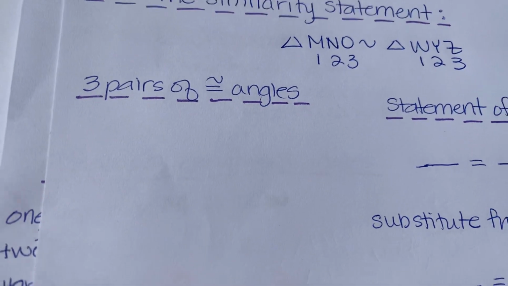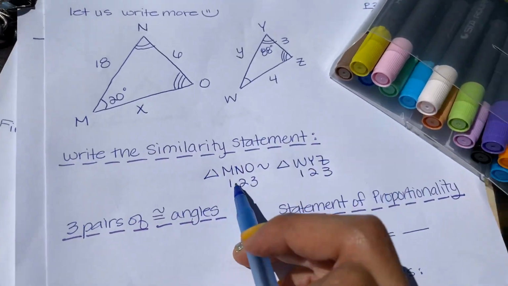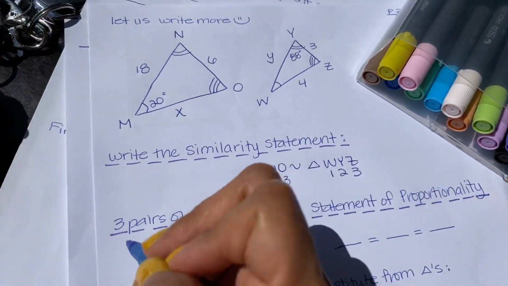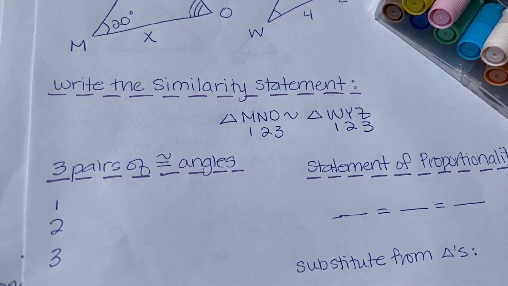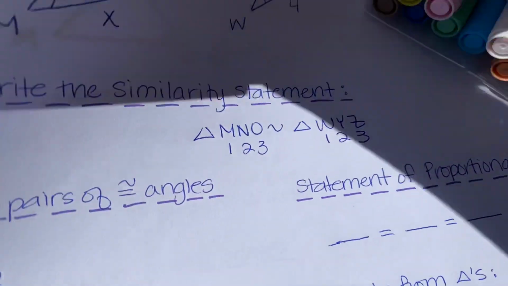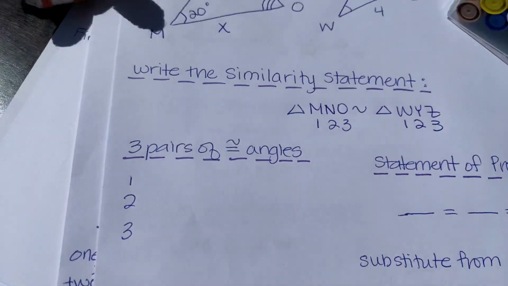Okay, we want to fill in the 3 pairs of congruent angles. Remember, you can go by the arcs or by the name. The 1s, the 2s, and the 3s will go together. So the first vertex, the second vertex, and the third vertex, and the naming is going to give me the pairing, right?